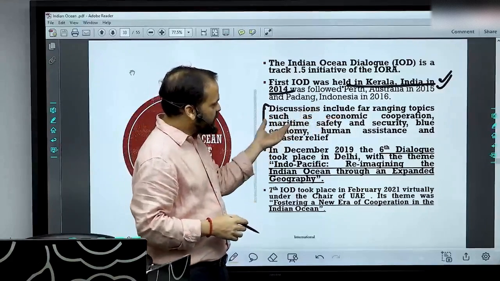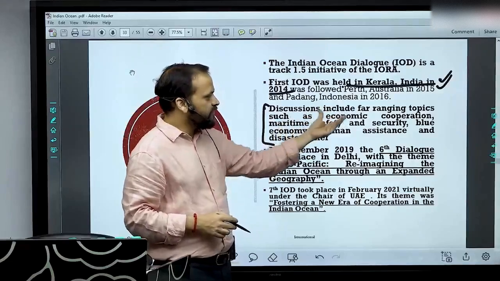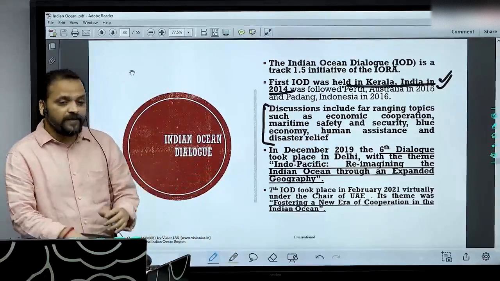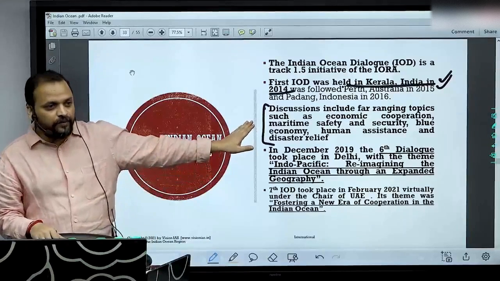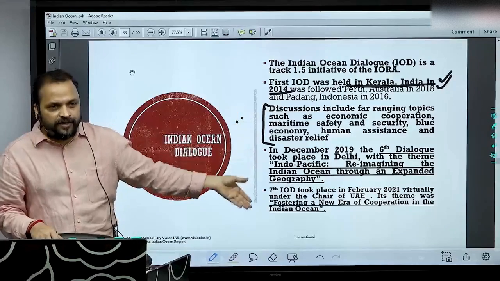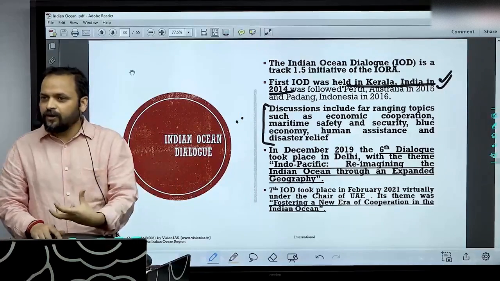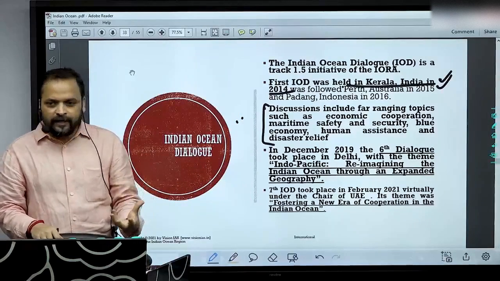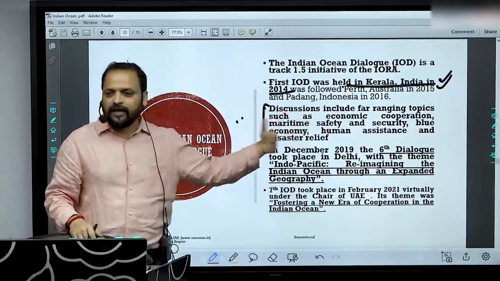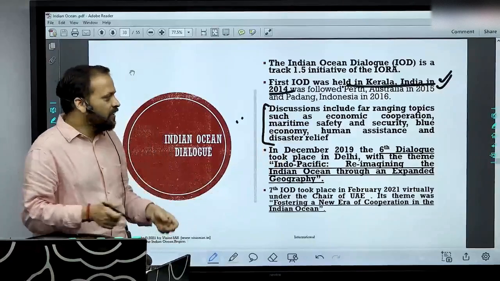Now some idea about what happens here. Discussions include far-ranging topics such as economic cooperation, maritime safety, security, blue economy, humanitarian assistance, disaster relief.